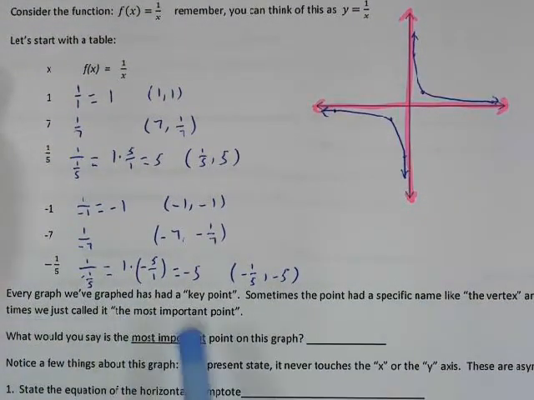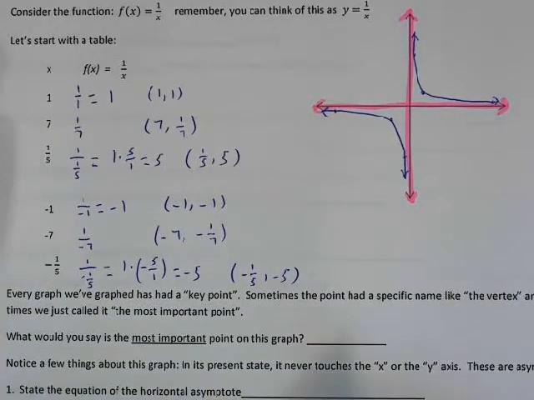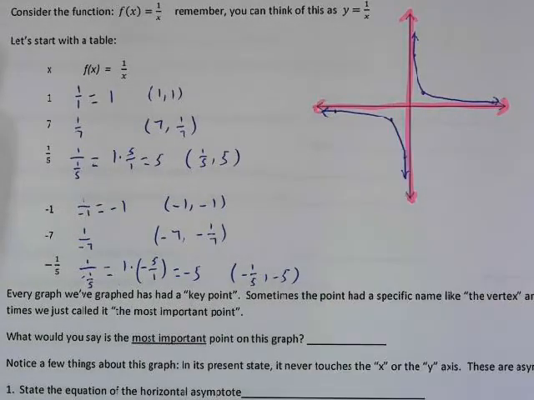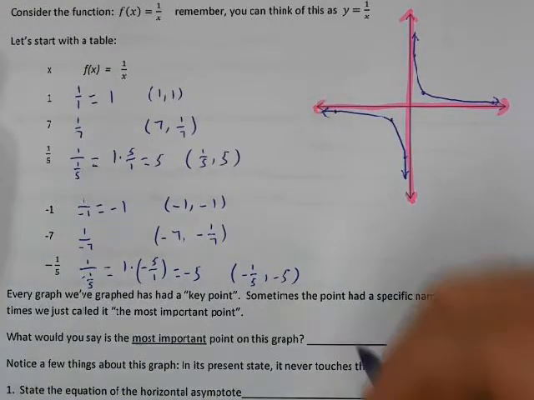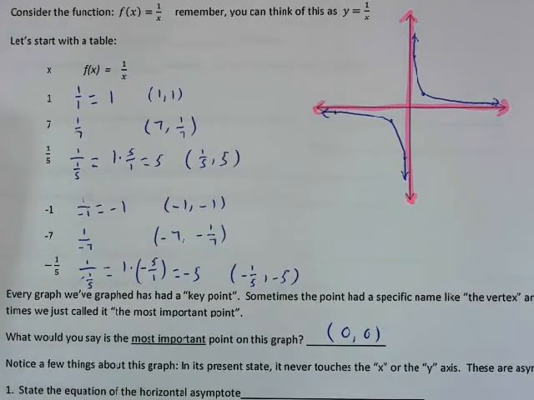Every graph we've graphed has had a key point. Sometimes the point has a specific name like the vertex, other times we just call it the most important point. What would you say is the most important point on this graph? Well, probably where our two asymptotes intersect. Here it happens to be the origin, but it doesn't have a name. It's not always at the origin. But for this particular graph, the most important point, we would say that's at 0, 0. Again, where those asymptotes intersect.